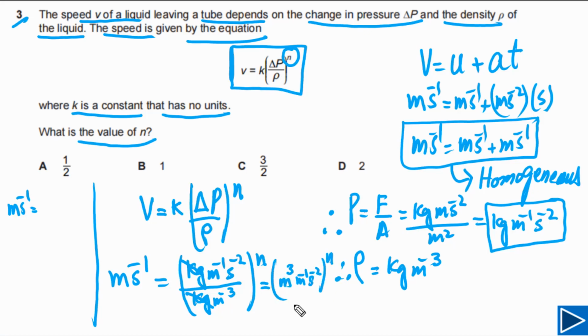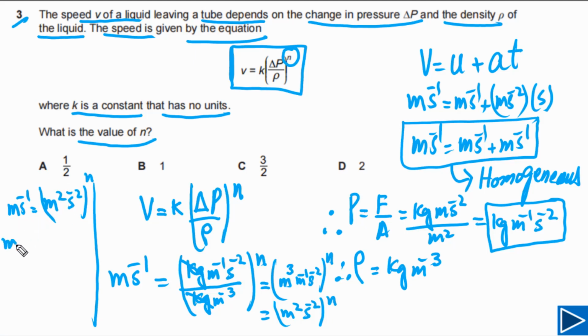So we can further simplify this one. We will write down here, this is meter square, and this one is s to the power of -2, and the whole power is n. So we will take this one to here, so this is meter square, this is per second square, so the power is n. Now these two units have to be the same.